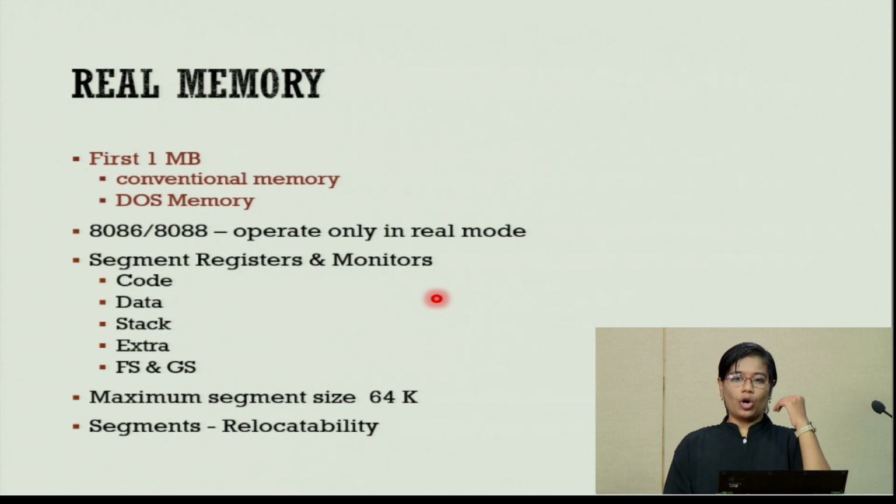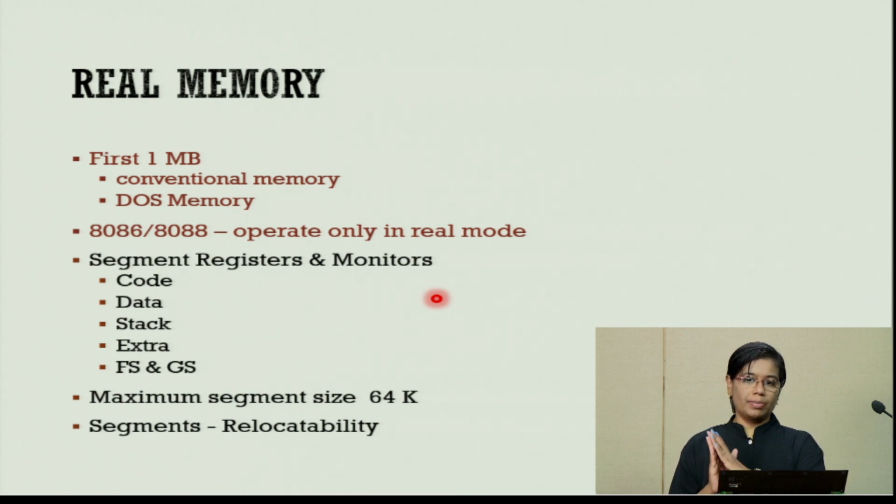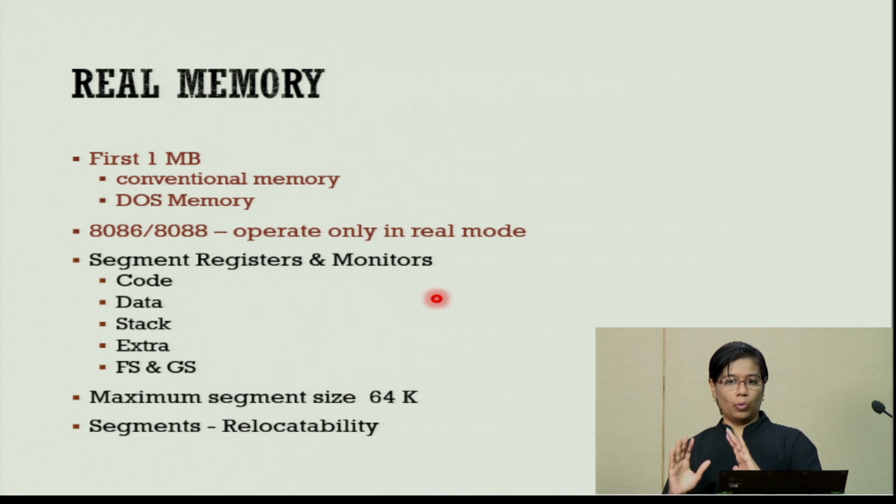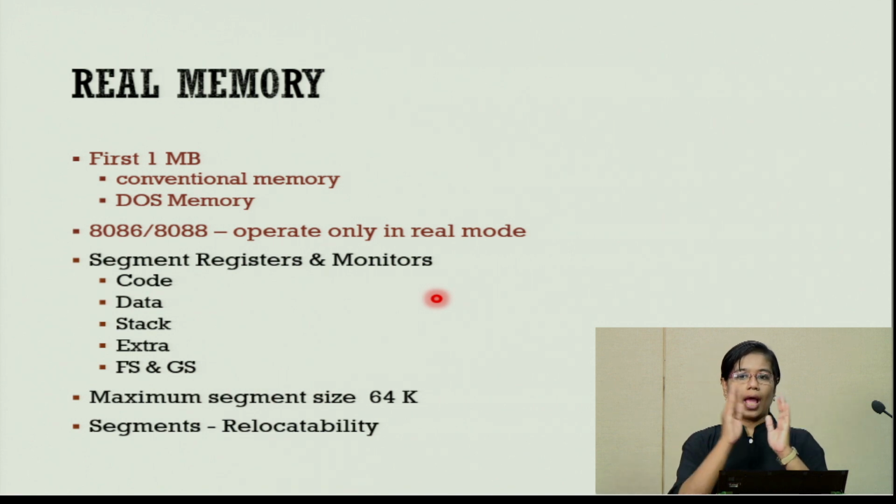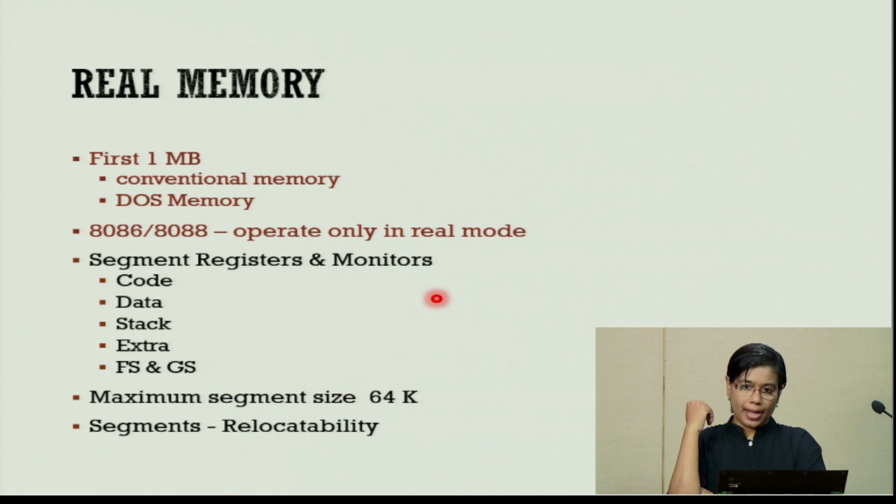Now, if you're talking about 8086 or 8088, they have only a 20-bit address. Having a 20-bit address, they can access only 1 MB of memory. As they access only 1 MB of memory, they can operate only in real mode. The concept of real mode and protected mode comes only from 80286 onwards. So when we are talking about 80286, 386 or 486, they are capable of working either in the real mode of operation or in the protected mode.